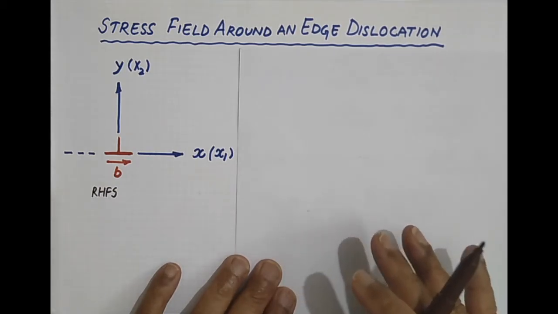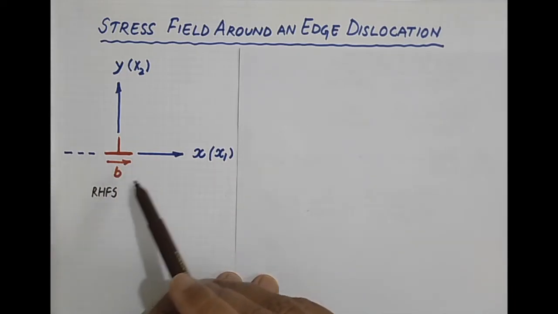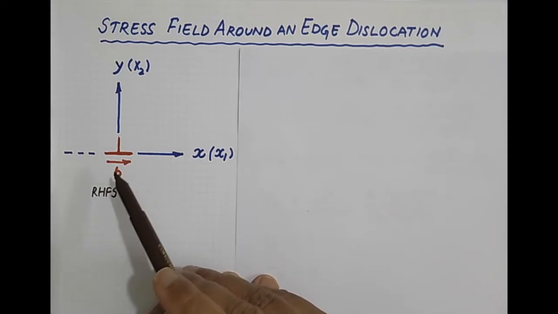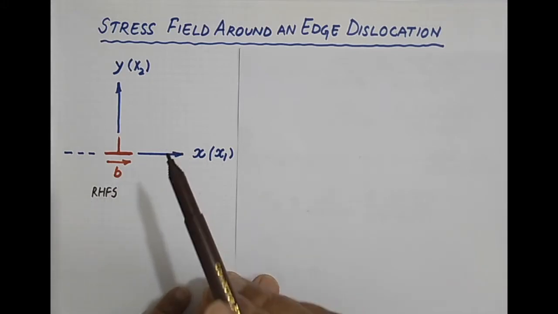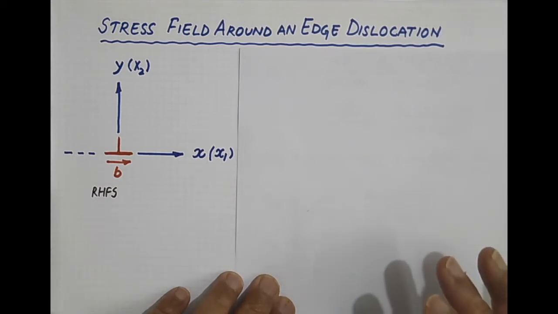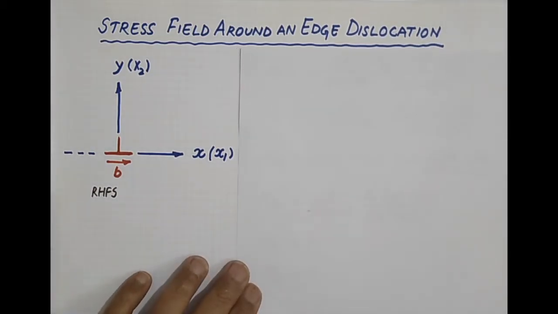Although the principle is the same, it turns out that the displacement field of an edge dislocation is far too complicated compared to that of a screw dislocation. So, although in principle it's the same procedure, in practice it becomes mathematically much, much more involved. So what we are going to do here is to simply take the derived equations. We will not derive the equations, we will just take them as standard equations from the literature.